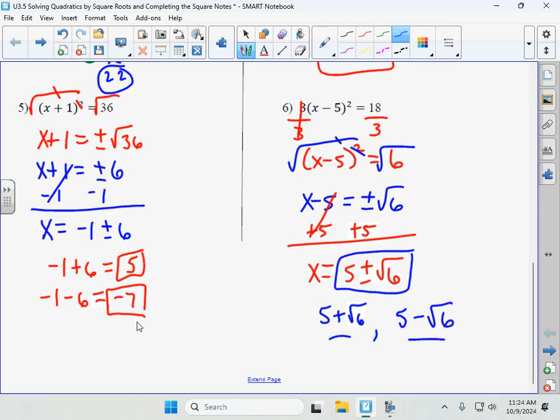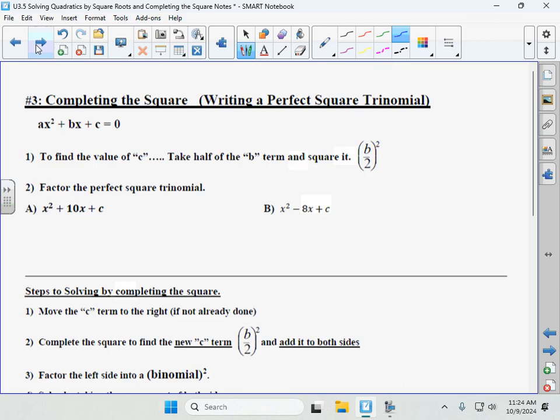All right, so that's how you do solving with square roots. Now we're going to look at this third method. The first method was solving by factoring. The second method is solving using square roots. And this third method is solving by completing the square. What we want to do is write a perfect square trinomial. A trinomial is 3 terms, and a perfect square trinomial comes into play in completing the square.